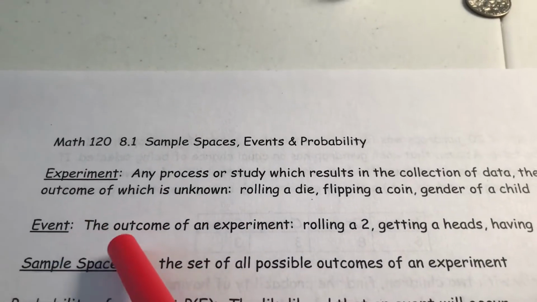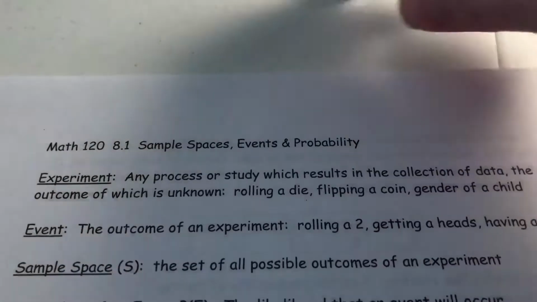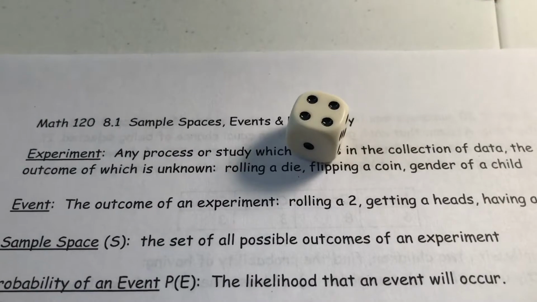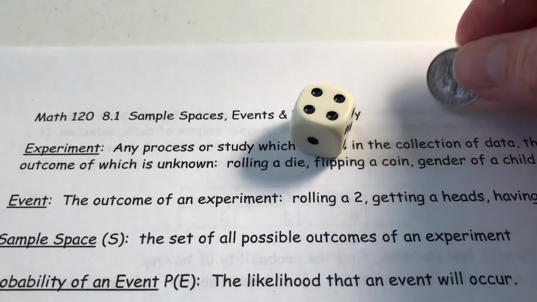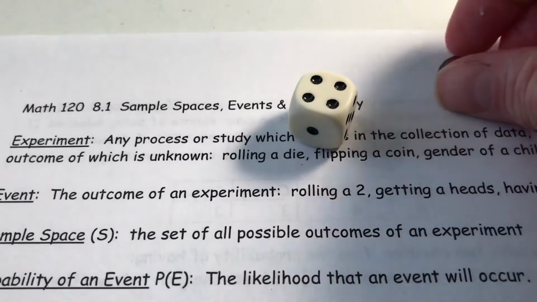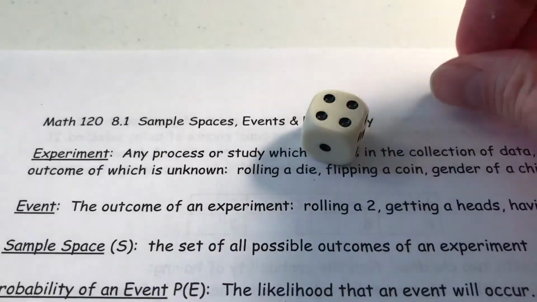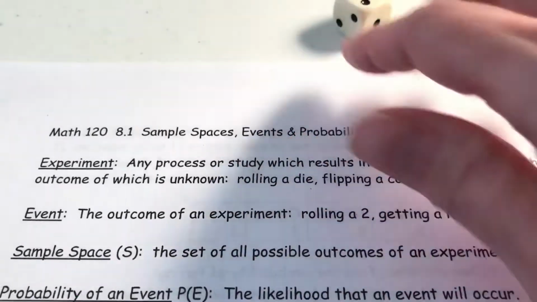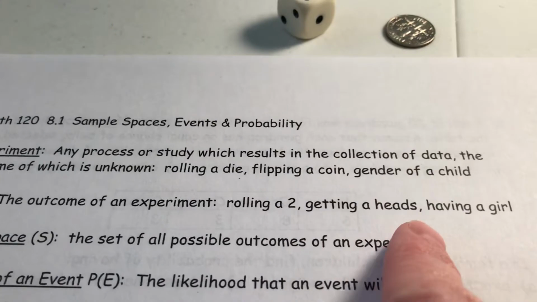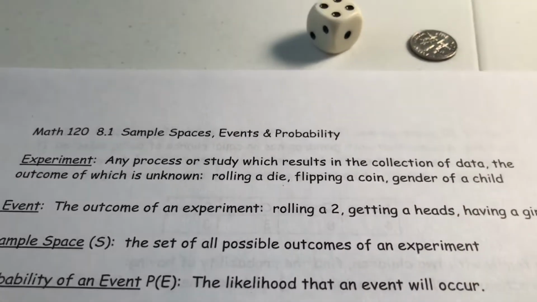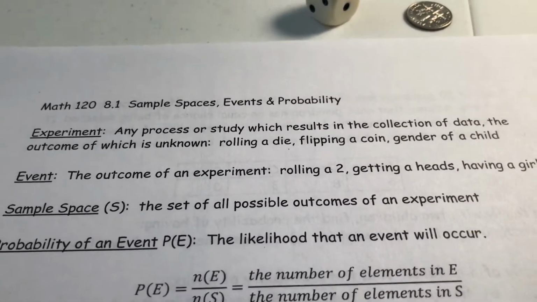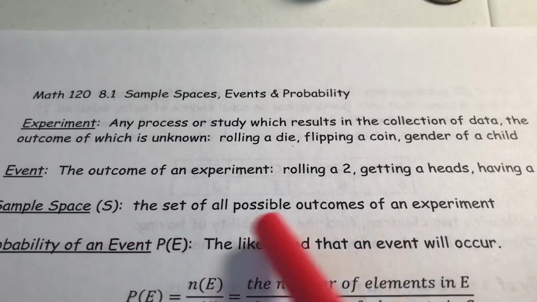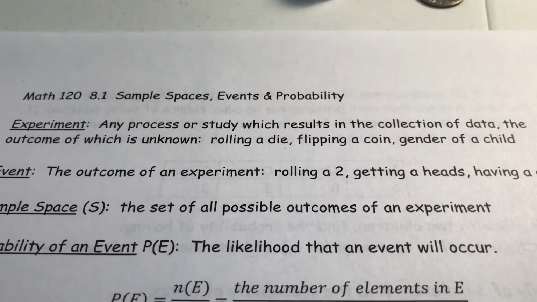The event is the outcome of the experiment. So when I rolled this die, I got a 4. When I flipped the coin, I got tails. So there's heads or tails on flipping a coin. And so you could roll a 2, get a heads, or have a girl if you're talking about the gender of a child. The sample space is the set of all possible outcomes of an experiment.